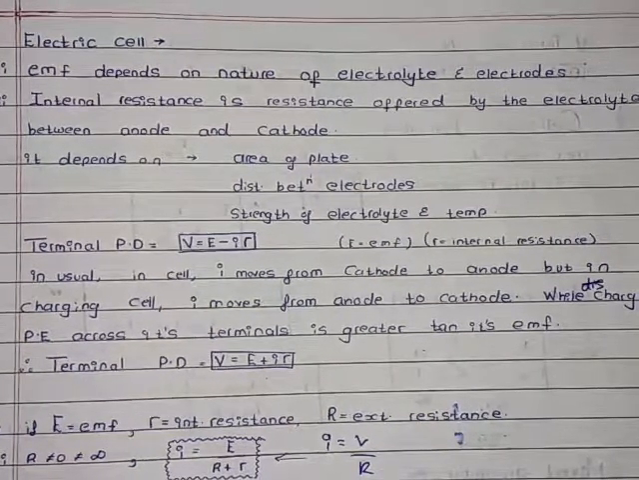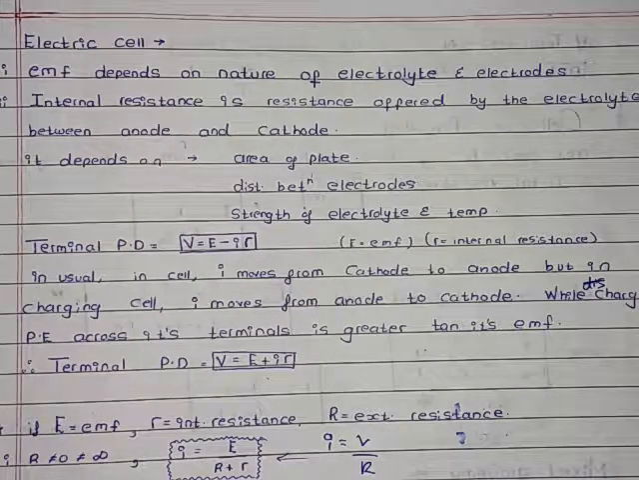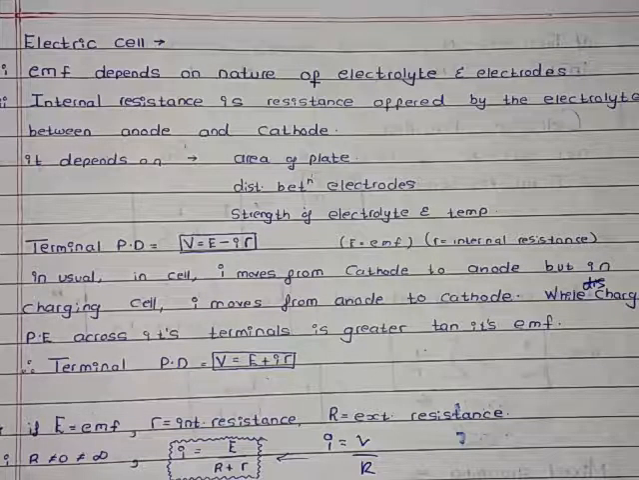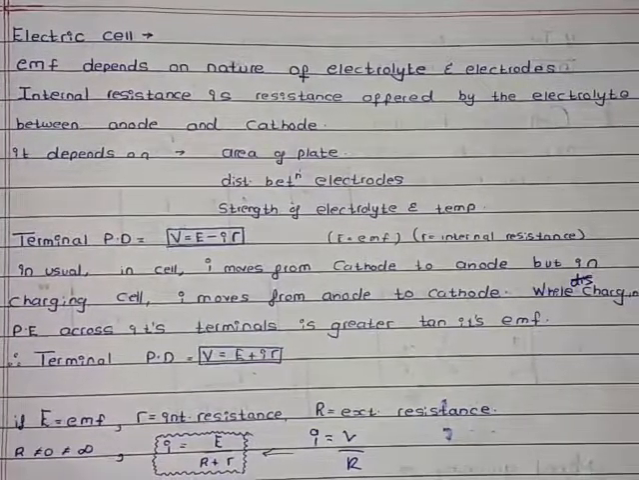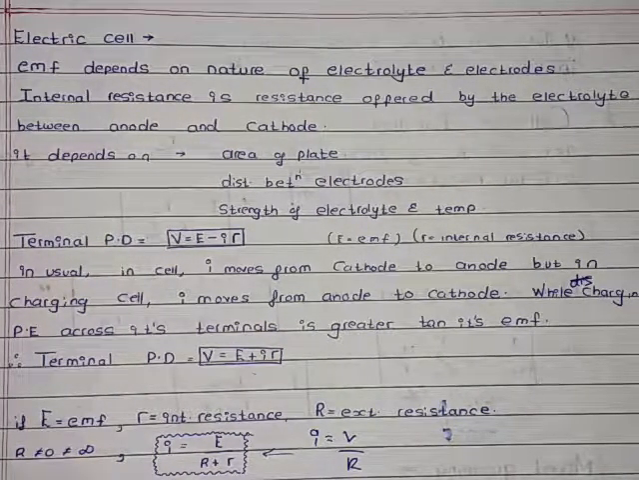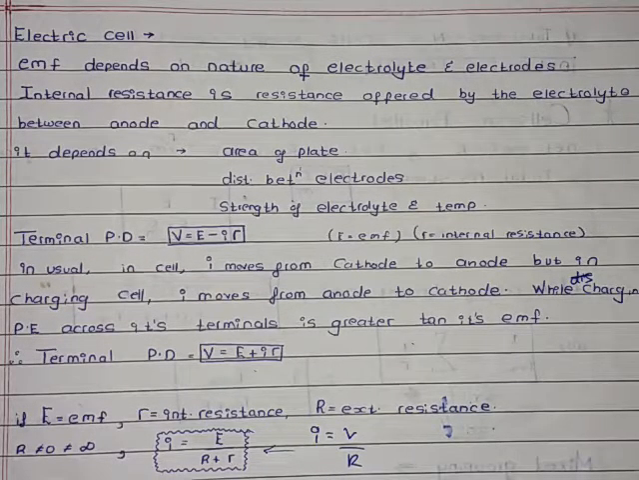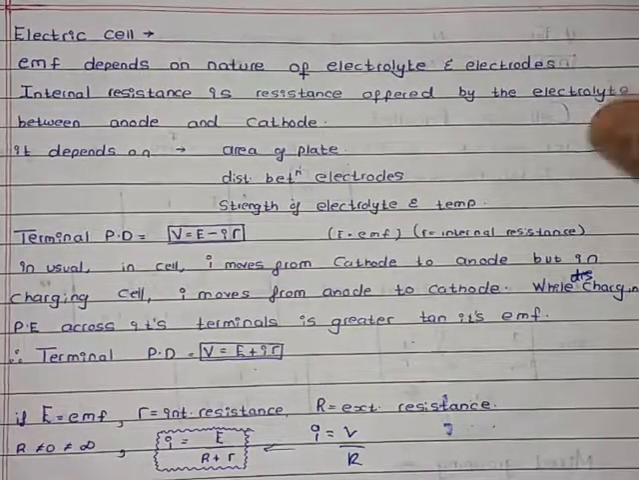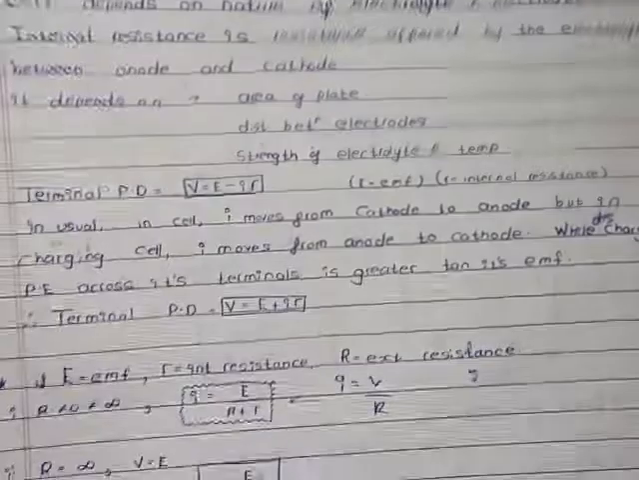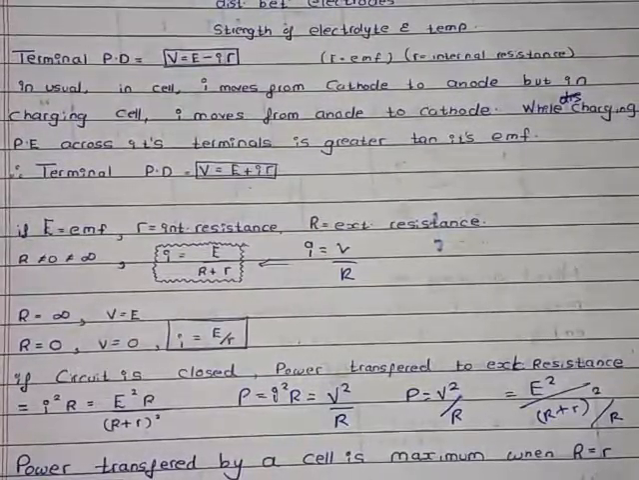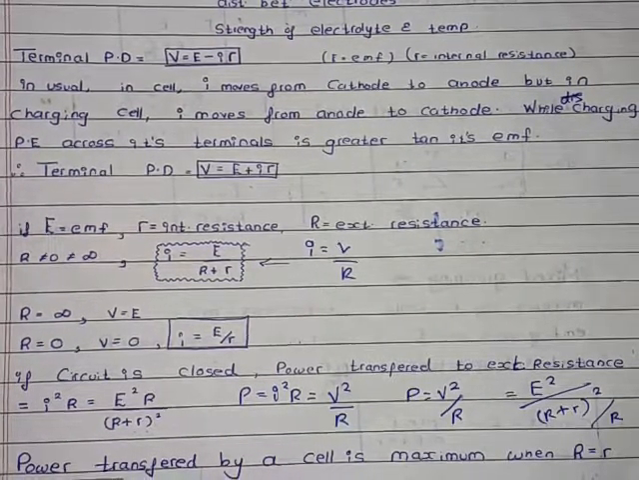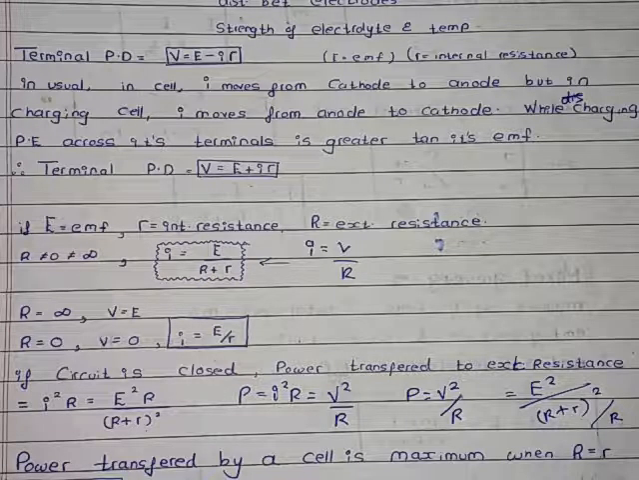So what is an electric cell? Electromotive force is the voltage of the electric cell when it's in an open circuit. Its internal resistance is the resistance offered by the cell itself and depends on the area of the plate, the distance between the electrodes, the strength of the electrolyte, and the temperature. What is terminal potential difference? It is nothing but V equals E minus I times its internal resistance r, and nothing else.